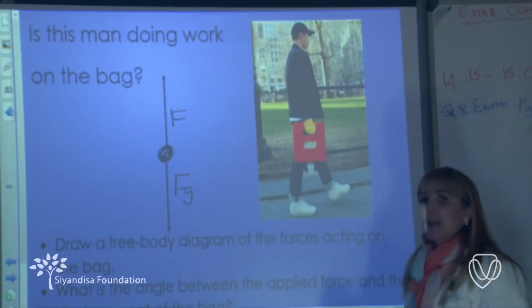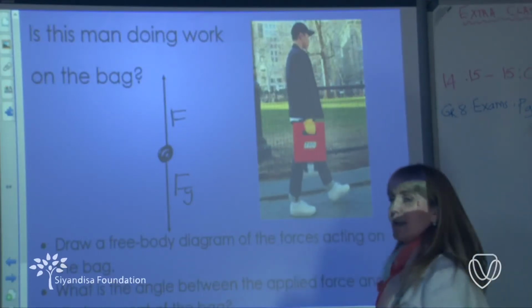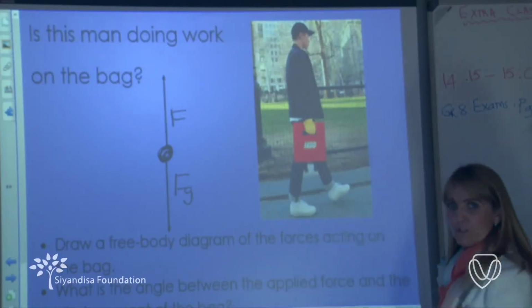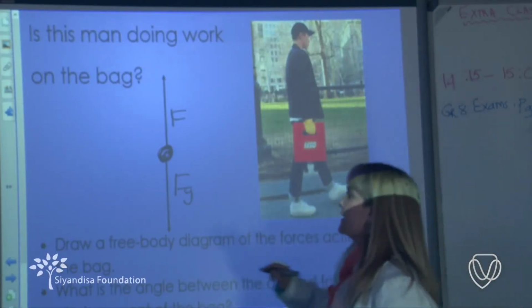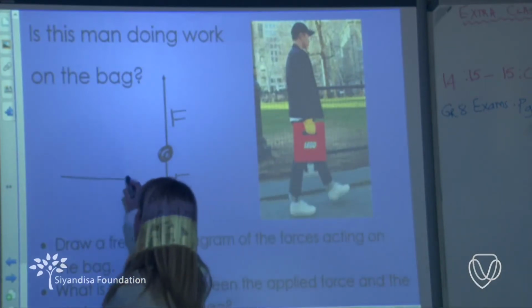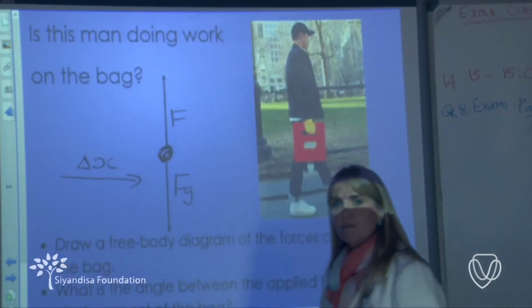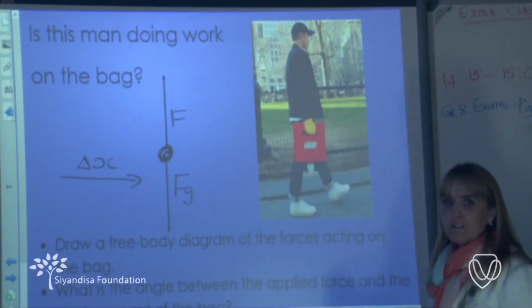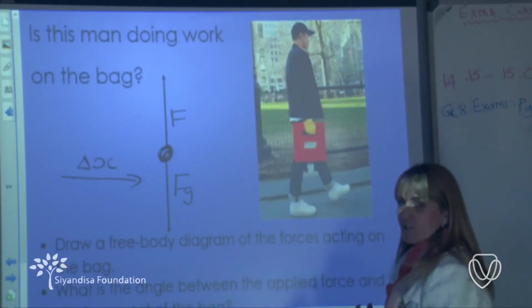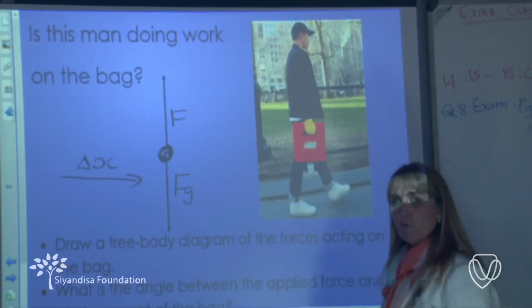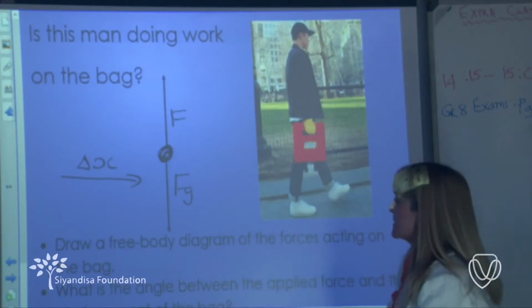Now, in what direction is the bag itself moving? The man is walking towards your right, which means that the bag is also moving to the right. So the displacement of the bag is to the right. Now, if I look at those vectors, displacement is a vector to the right, and the applied force of the man is a vector which is vertically upwards.